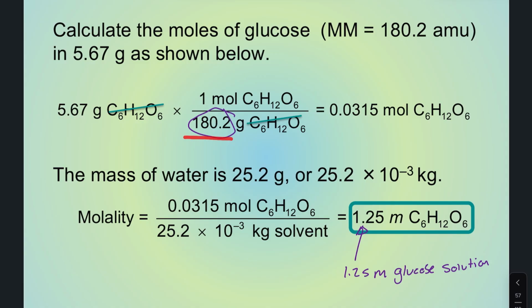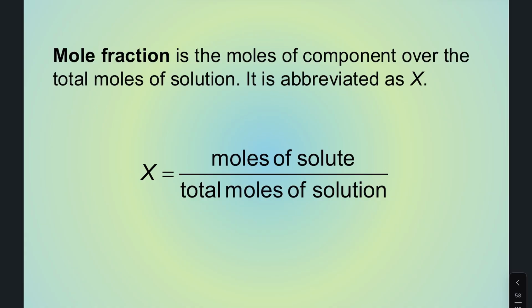5.67, we'll divide it by 180 to convert it to moles, and we get 0.035. Then we need to convert grams to kilograms, and that's it. We just divide one by the other. It gives you molality. And so molality will come up again later.